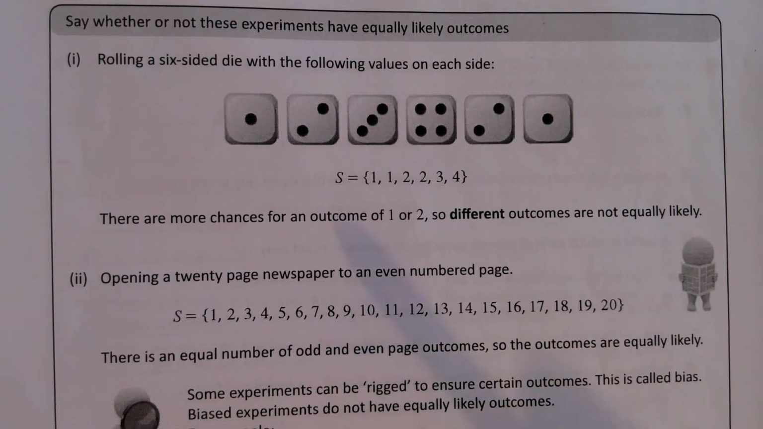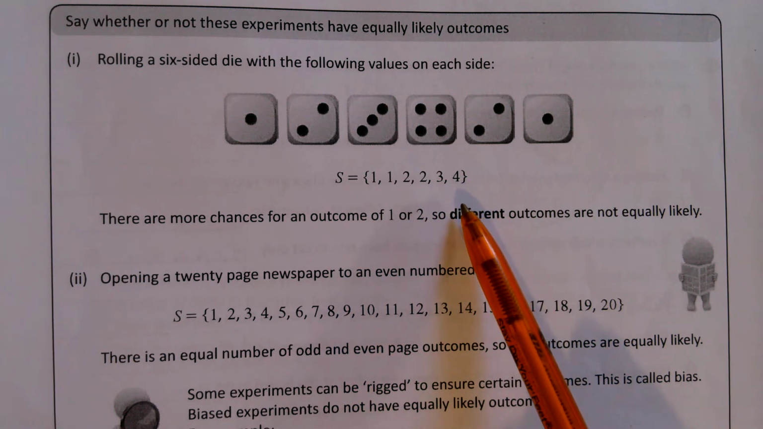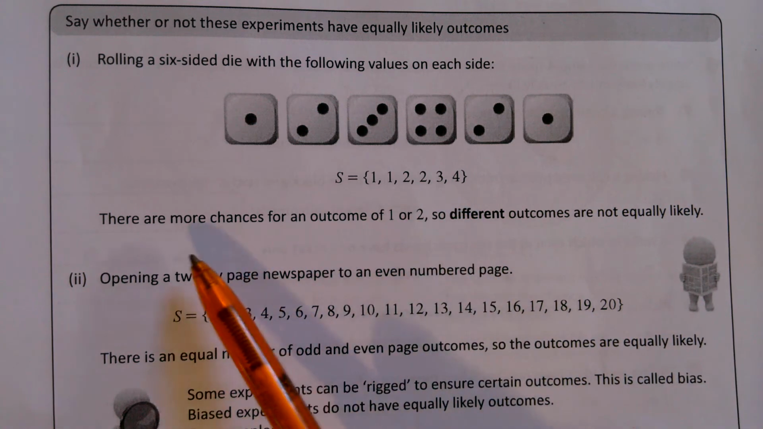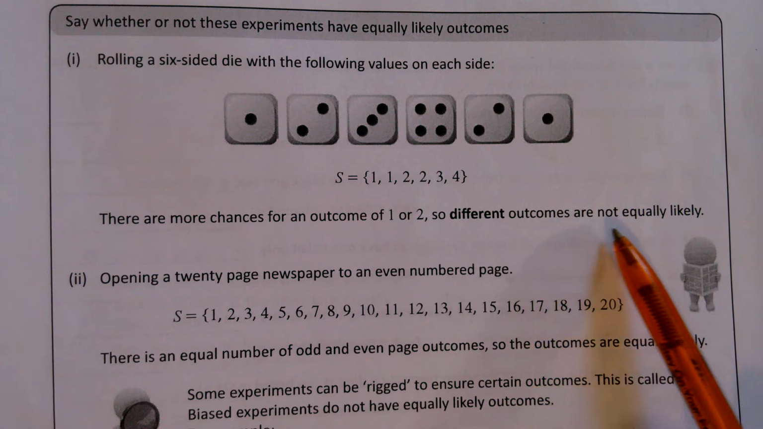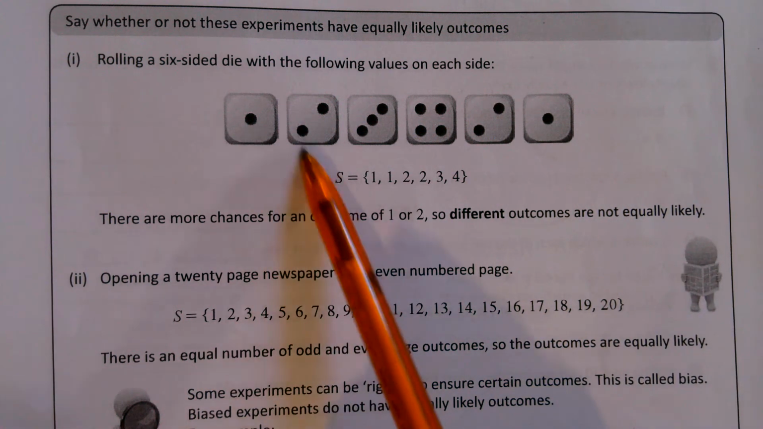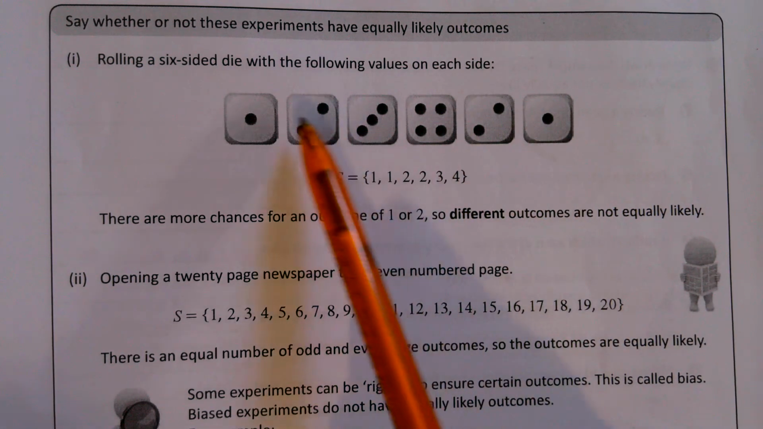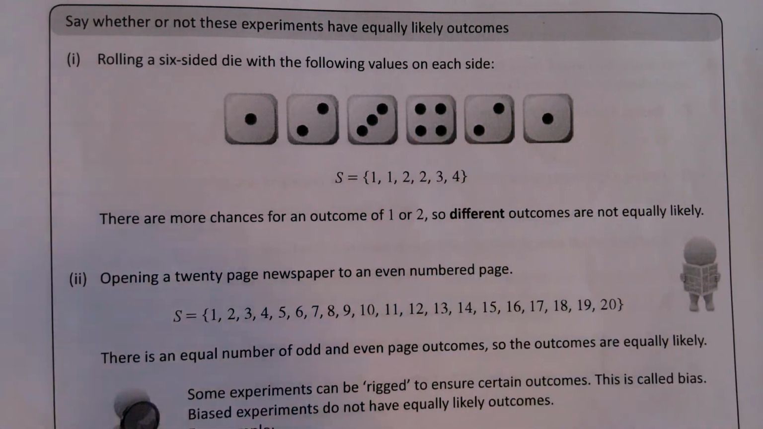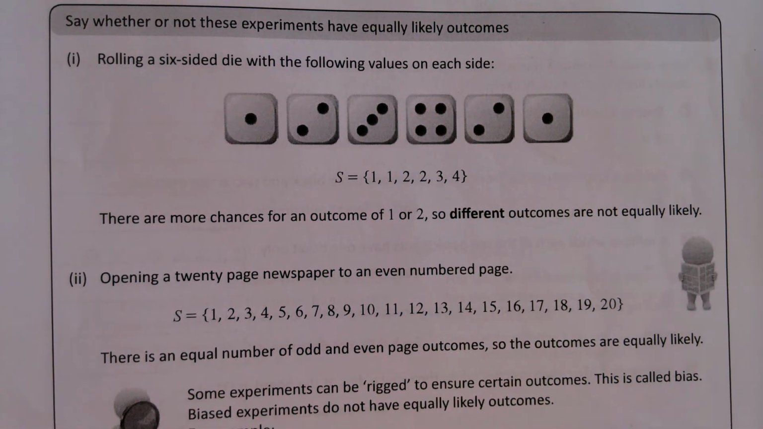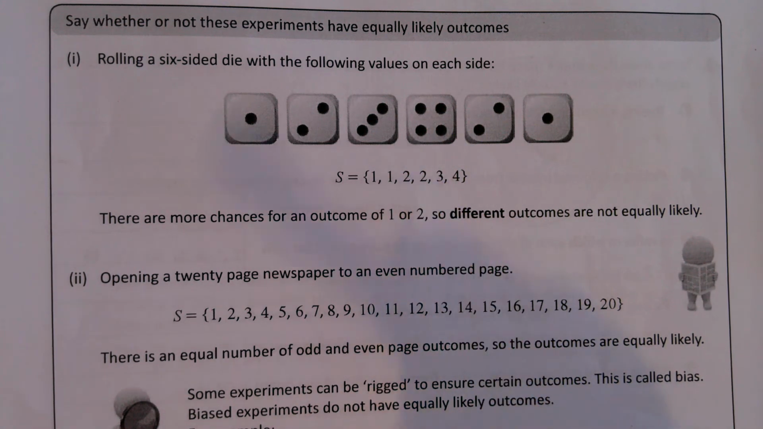Okay, some examples. Rolling a die, and we did the sample space. There are more chances of an outcome of 1 or 2, so different outcomes are not equally likely. This was the sample space. As you can see, it's got 2 1s, 2 2s, a 3 and a 4. So they're not equally likely, are they? There's only 1 4, 1 3, but there's 2 of them.